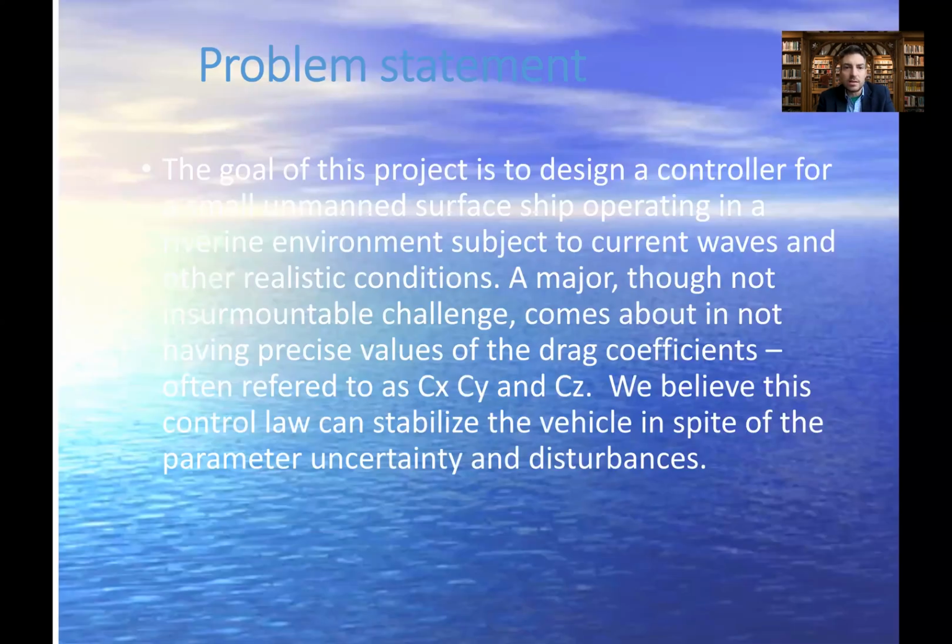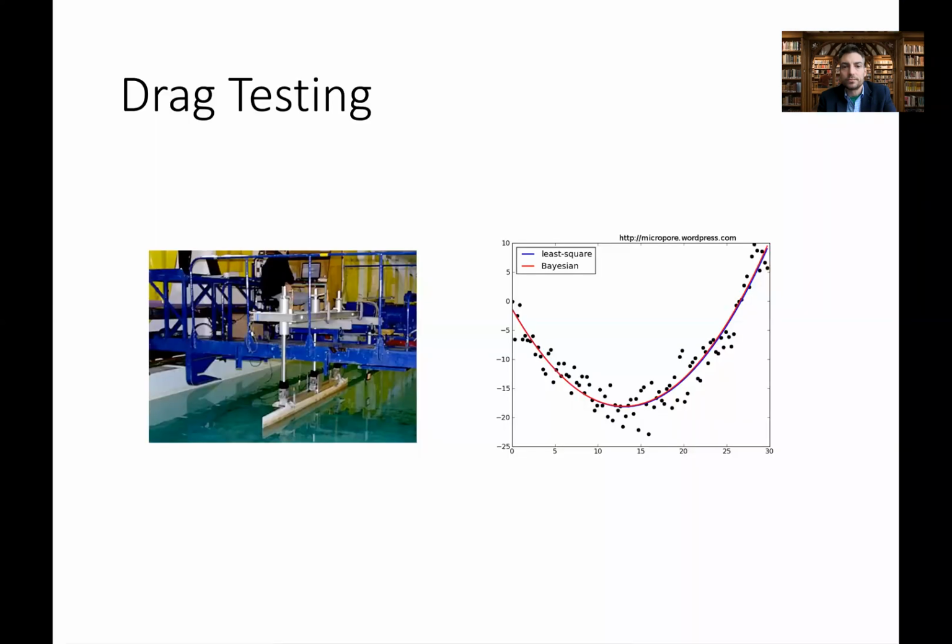And my problem statement is going to be specifically that the goal of this project is to design a controller for small unmanned surface ships operating in a riverine environment subject to current, waves, and other realistic conditions. A major, though not insurmountable challenge comes about in not having precise values of the drag coefficients, often referred to as Cx, Cy, and Cz. We believe this control law that we're proposing can stabilize the vehicle in spite of parameter uncertainties and disturbances. So one of the things we'll have to do is some drag testing, and we're going to do that, collect some data in a facility that we have here at the Naval Academy.